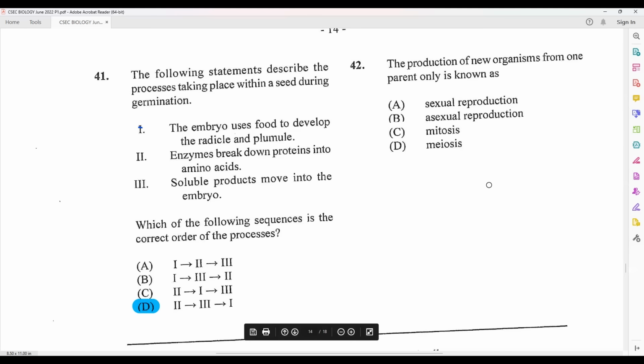The production of new organisms from one parent only is known as asexual reproduction.